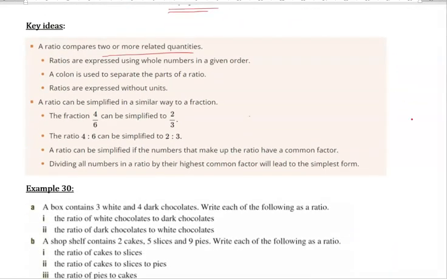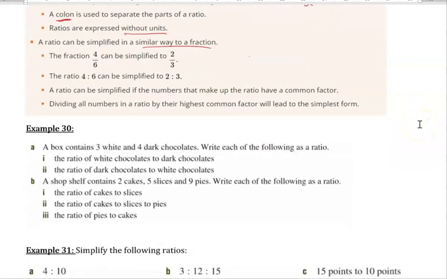You can compare two things, three things, and a colon is this. So if I said I had 2 to 3, those dots on top of each other, that's a colon. Ratios are expressed without units. So this could be 2 marbles to 3 marbles, but the ratio of marbles is 2 red to 3 black, 2 to 3. A ratio can be simplified in a similar way to a fraction. So sometimes ratios are like fractions, but they're not.